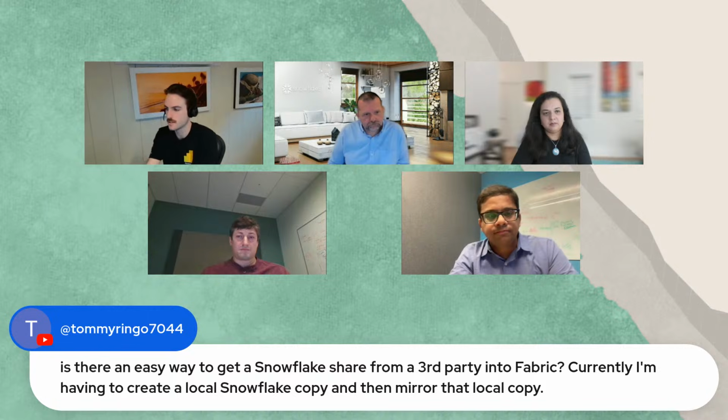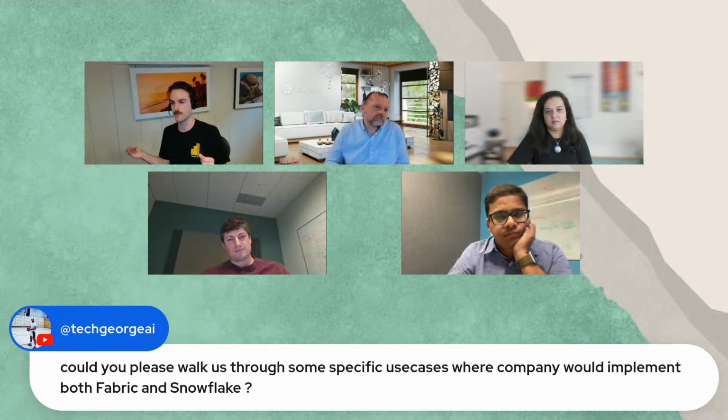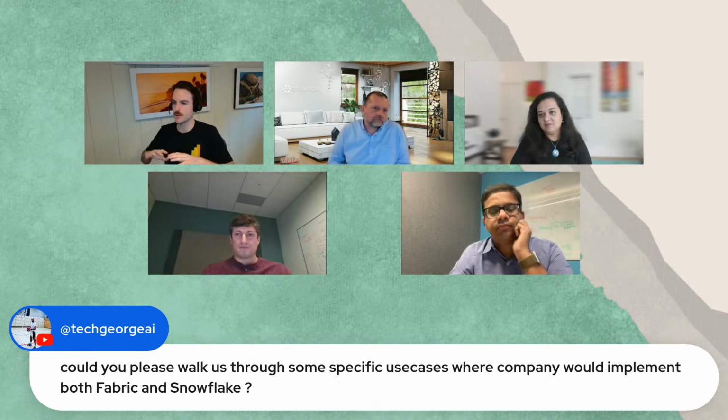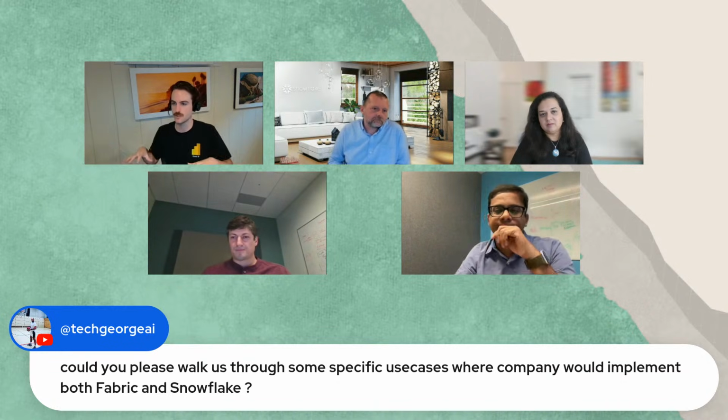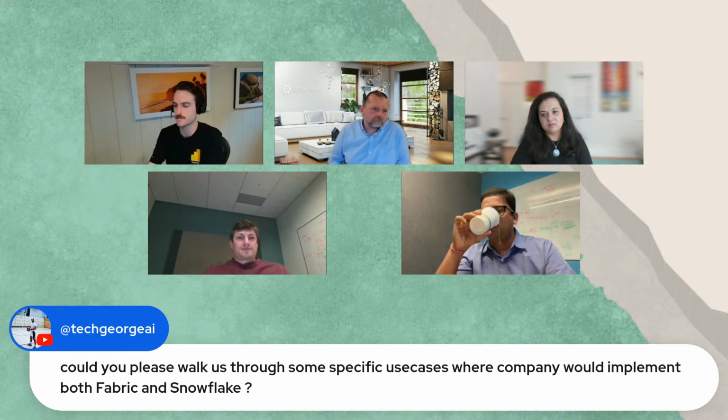I'm going to jump down a little bit here to one from Tech George AI: could you please walk us through some specific use cases where a company would implement Fabric and Snowflake? Why would you use both data platforms? And JJ, I might start with you on this one. What are you seeing at a holistic level, about why companies are potentially using both data platforms and then, again, using this kind of interoperability?